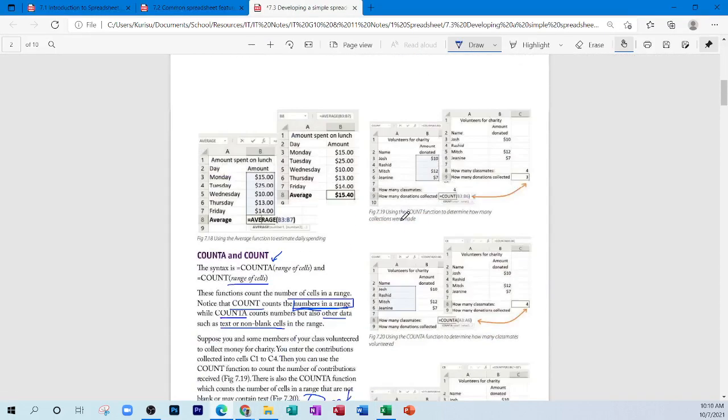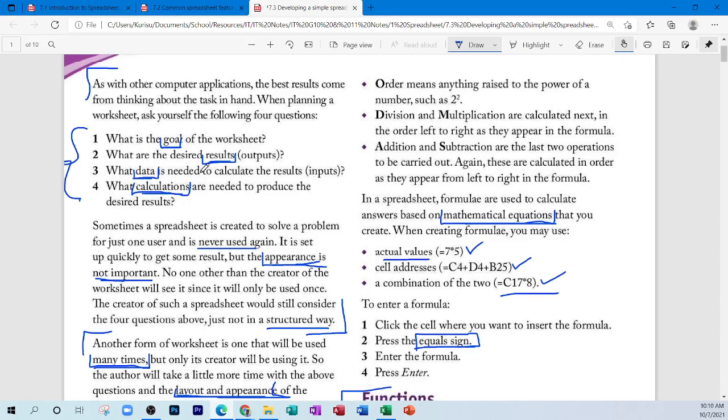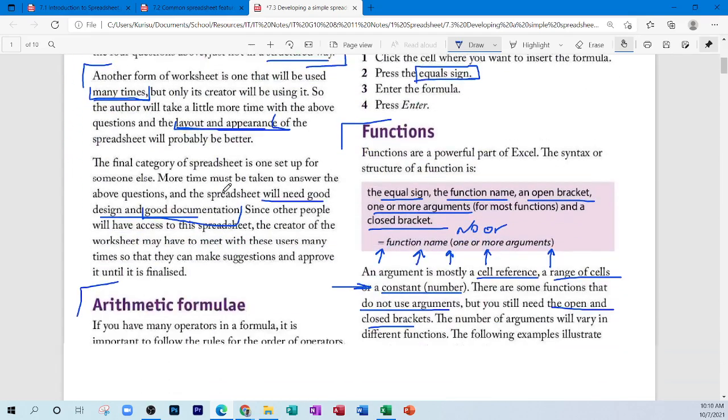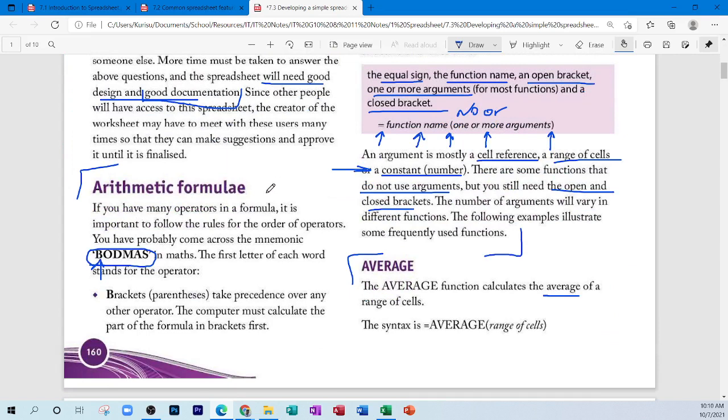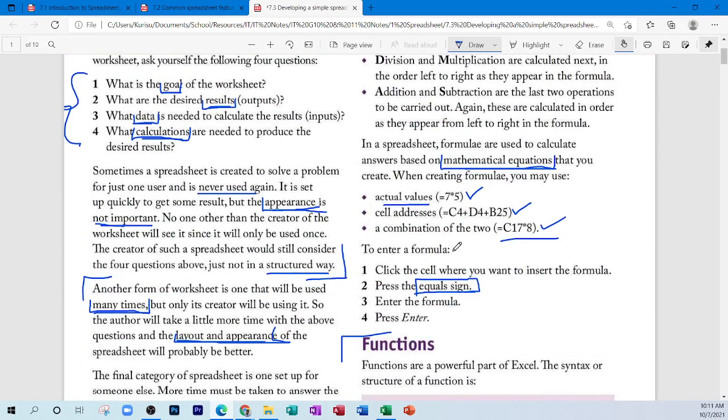So in review of what we looked at today, we looked at some questions that you should ask yourself whenever you're designing a spreadsheet. What is the goal? What are the results? What data do you need to put in? What calculations do you need to carry out? When it comes to formulas, it always follows the rule of BODMAS. So take that into consideration whenever you're creating a formula.